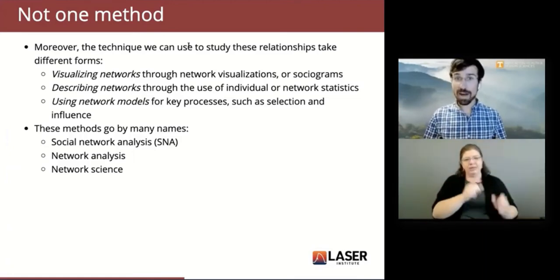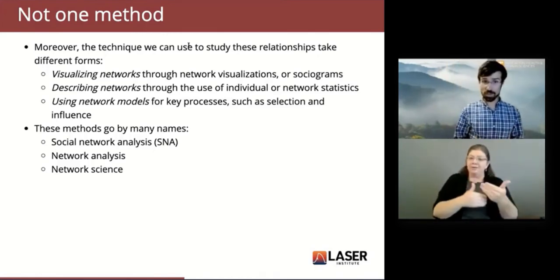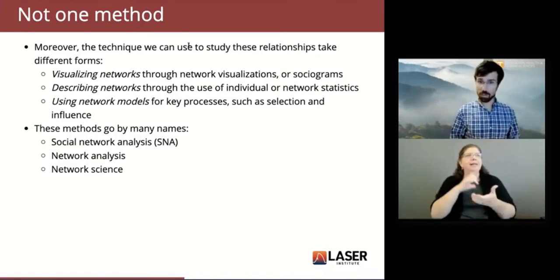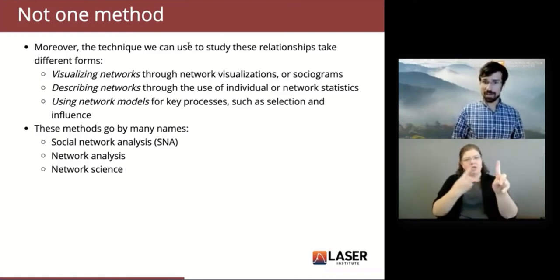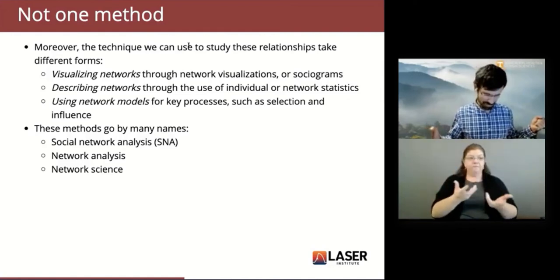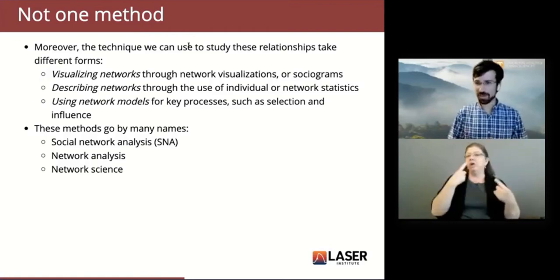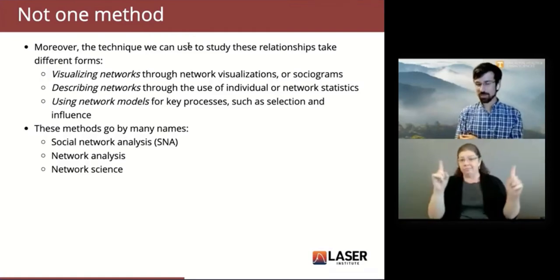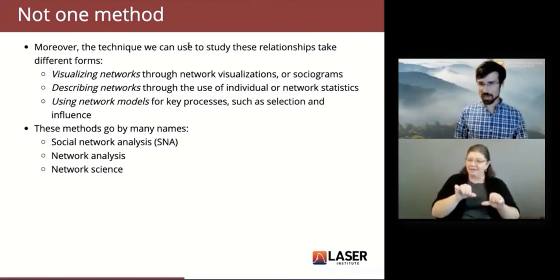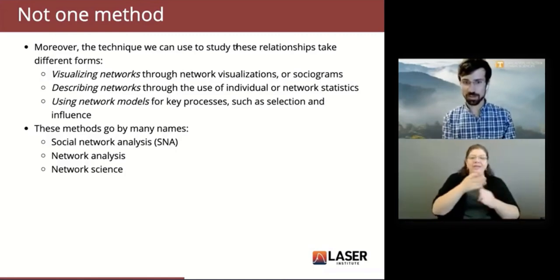We can also use network models for key social processes, such as who is selecting to interact with whom, and how do our networks influence our beliefs or some outcomes that we achieve, or something that we consider to be some positive accomplishment that teachers or students can achieve. So these methods go by a number of names too: social network analysis, or SNA, network analysis, and network science. And if you're seeing a lot of different names for something similar, that's probably the case, and different fields use slightly different variations of these terms.